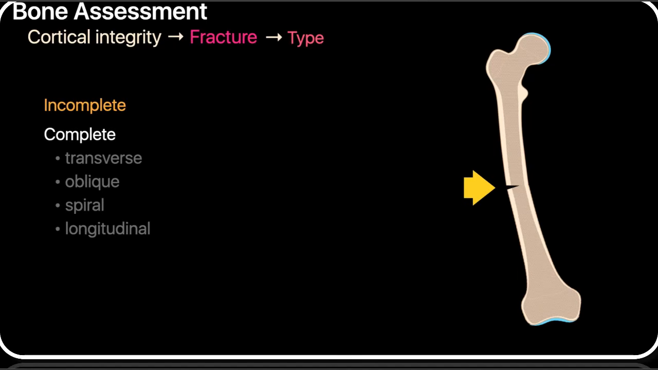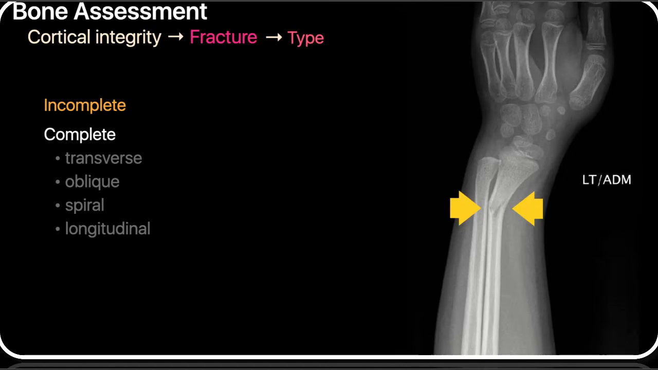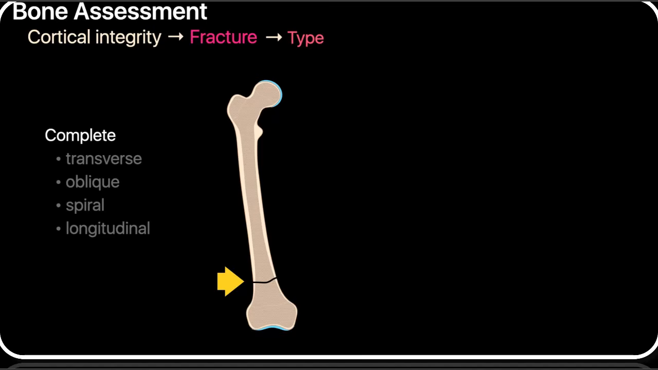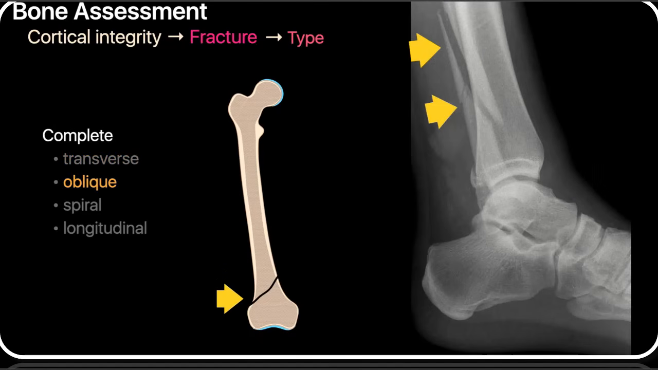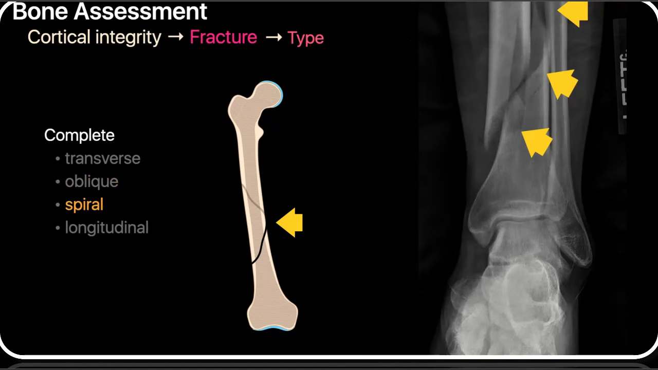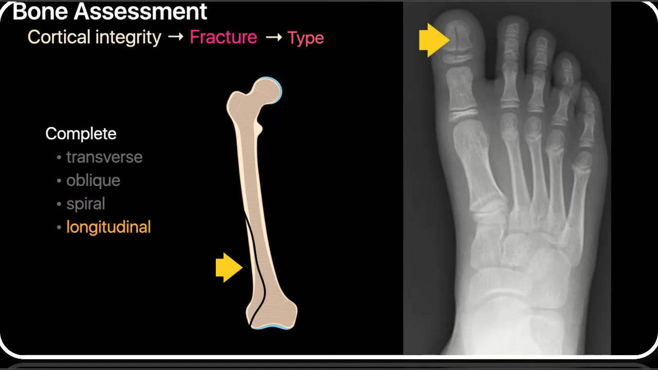Now the type of fracture should be identified. Some fractures, particularly those in kids, may not result in a clean break, so they're considered incomplete. This type of fracture is called a greenstick fracture. Most fractures, however, are complete. Complete fractures are subdivided by how the fracture plane runs. Here we see an example of a transverse fracture that goes through the cortical bone perpendicularly, and an oblique fracture at an angle. And here a spiral fracture resulting from a twisting force, so it resembles a corkscrew, or a longitudinal fracture that runs parallel to the long axis of the bone.